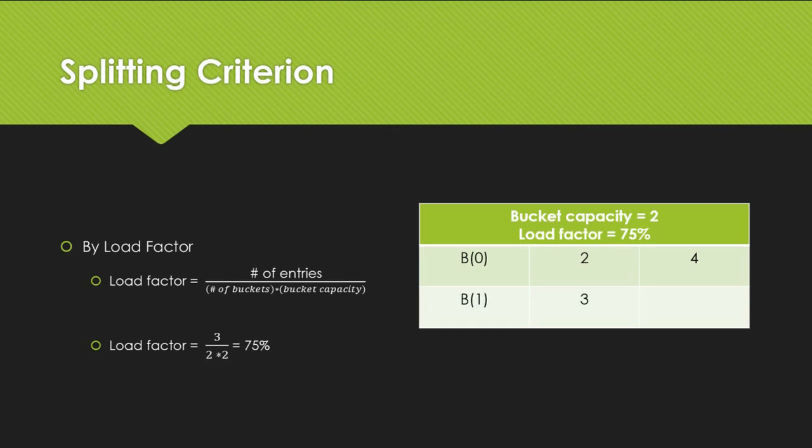As mentioned on our first slide, linear hashing is flexible with respect to the timing of the bucket splits. It allows us to choose from 2 splitting criteria, either by load factor or by overflow. Load factor is calculated by dividing the number of entries by the number of buckets multiplied by the capacity of the buckets. You can set the split trigger to any load factor value you want, giving you greater control over the space utilization of the hash table.